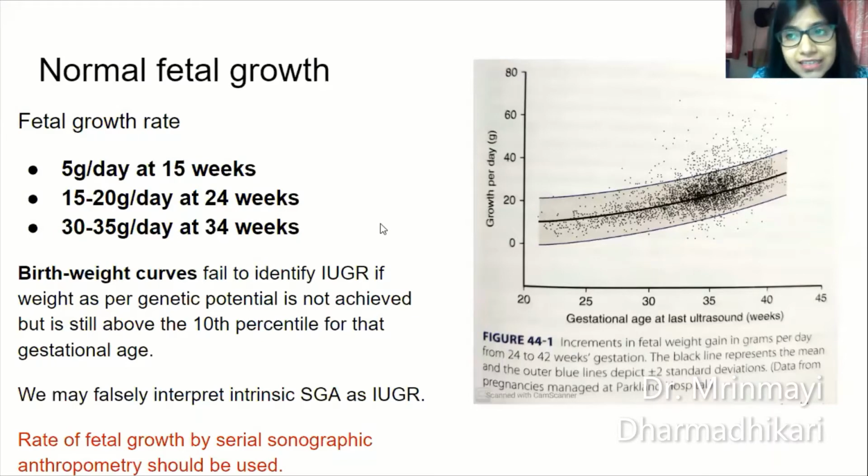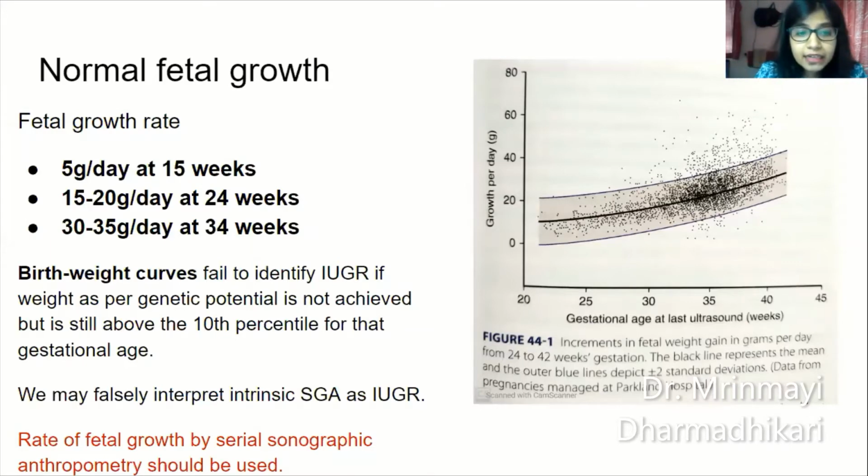But what is the fallacy of birth weight curves? Birth weight curves fail to identify IUGR if the weight as per the genetic potential is not achieved, but it is still above the 10th percentile for that gestational age. For example, if at 36 weeks the baby's genetic potential is to reach a weight of 3 kg, but the baby has reached a weight of only 2.7 kg, though this 2.7 kg is above the 10th percentile, the baby is still growth restricted. So these birth weight curves will not be able to identify these babies.